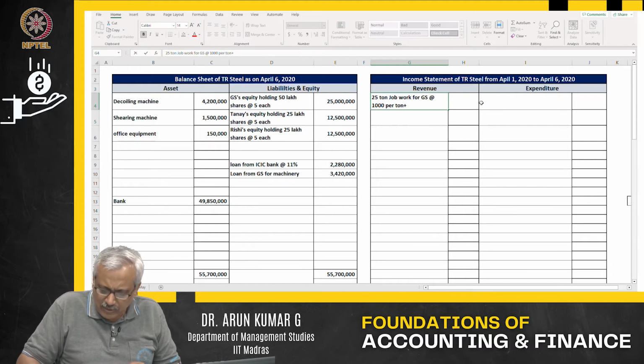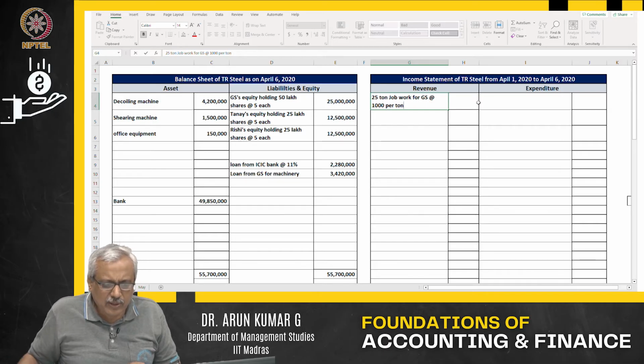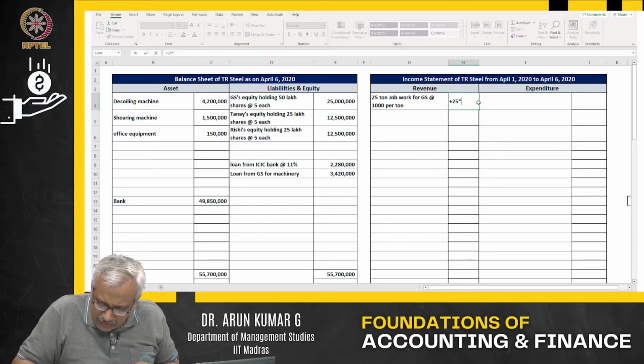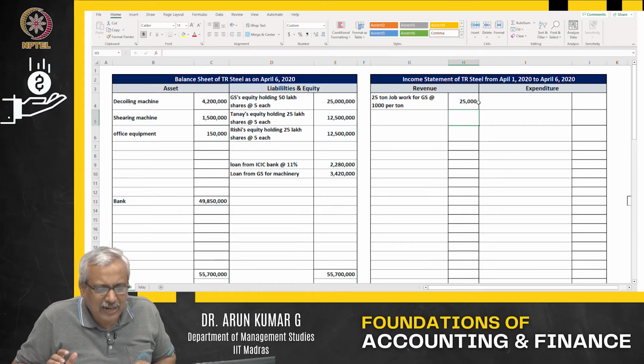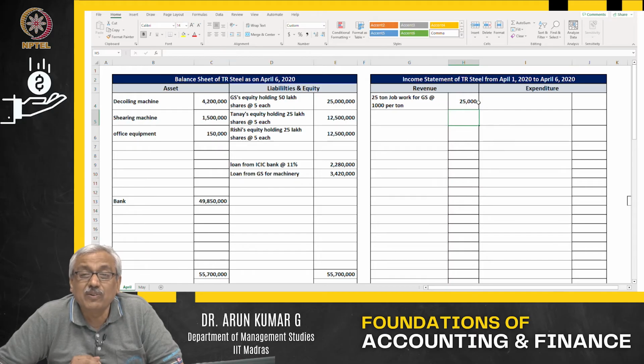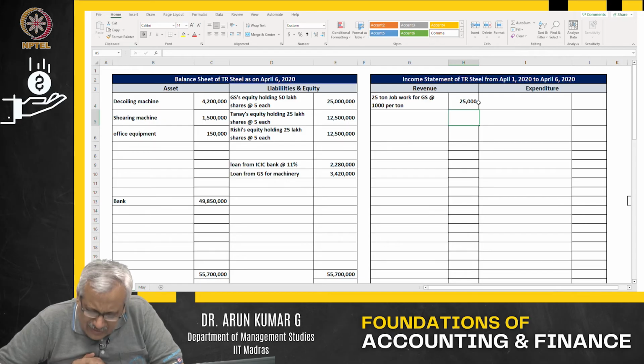So, what is the value? Value is 25 tons into 1,000, which is 25,000 rupees. This is the revenue that you have earned. Sir, I have not received it. Yes, you have not received it.